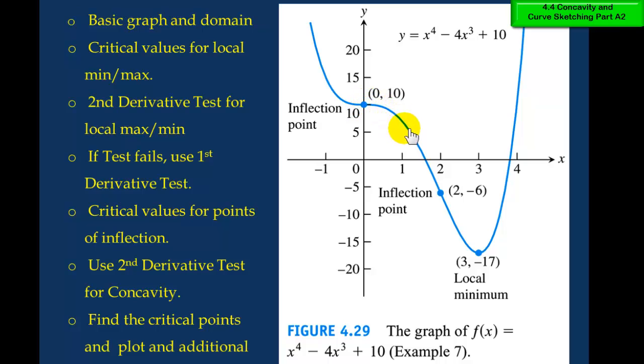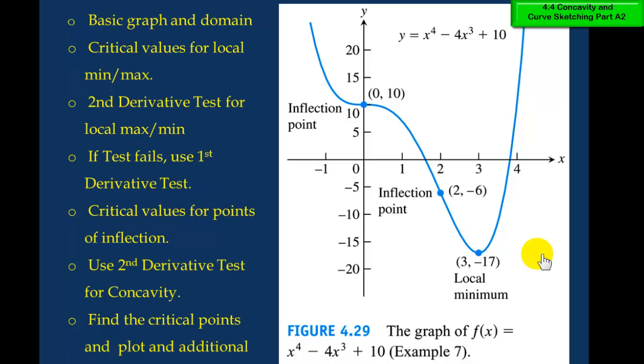You see how the curve now occurs this way because it's concave up to the left of 0, concave down from 0 to 2. So from 0 to 2 it's concave down, that's why it looks like this. And then to the right of 2 it's concave up. And where we have a local minimum, the first derivative there is 0, that means you have a horizontal tangent line, and then it's concave up, that makes it a local minimum.